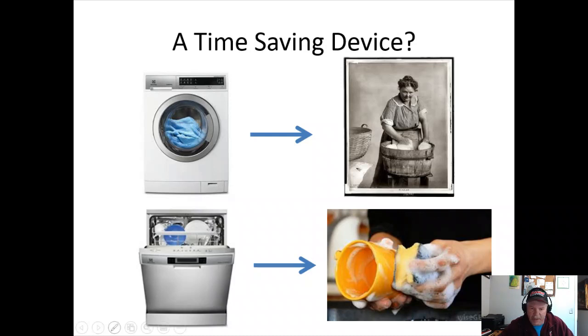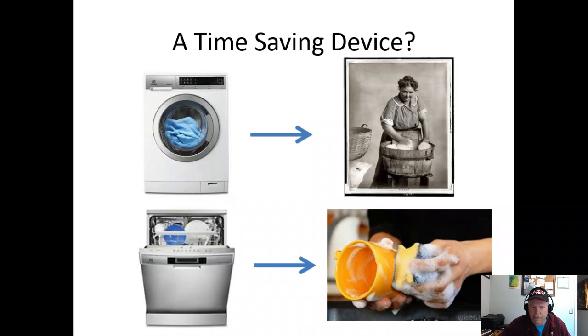Again, a classroom activity. Think about, are these time-saving devices? Checking on something real quick. Is it quicker to throw your stuff in the washing machine than to go down to the river and beat your clothes with a rock? The answer is yes. Okay.